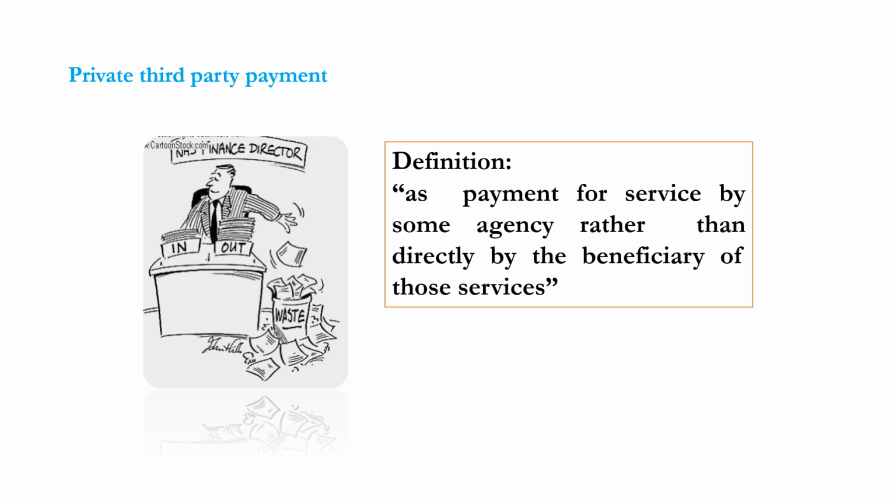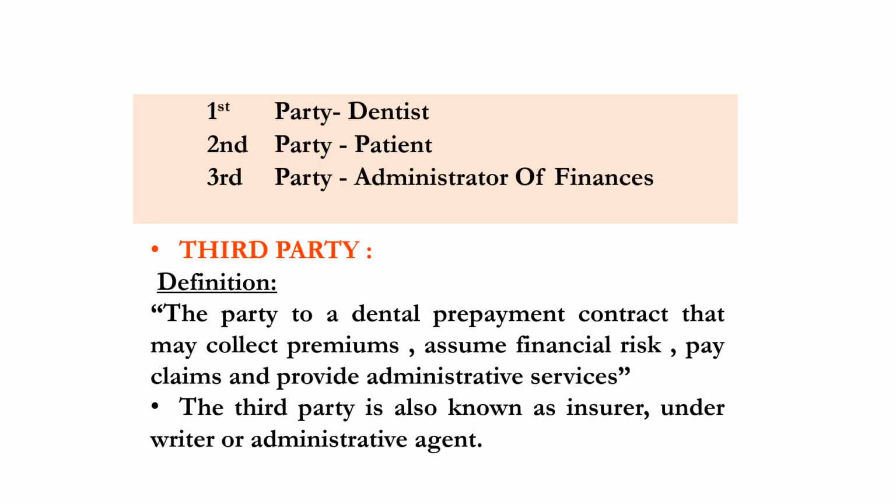The third party is also known as the carrier, insurer, underwriter, or administrative agent. Usually the term third party refers to the private carrier such as the insurance company. That is, as I said, the first party is the dentist, the second party is the patient, and the third party is the administrator of finance. The third party is the party of the dental prepayment contract that may collect the premiums, assume the financial risk, pay claims, and provide administrative services. It is also known as the insurer, underwriter, or administrative agent.